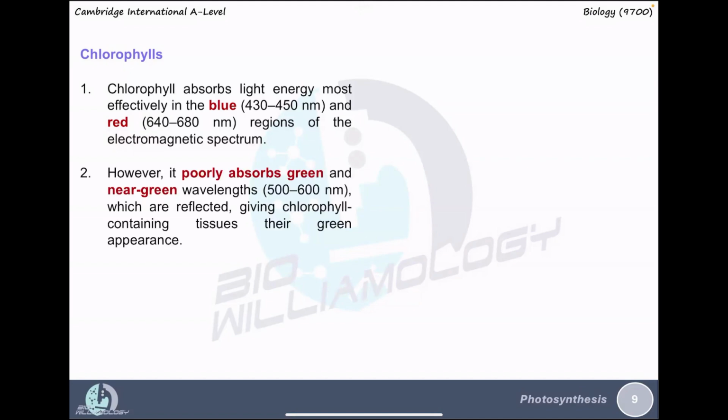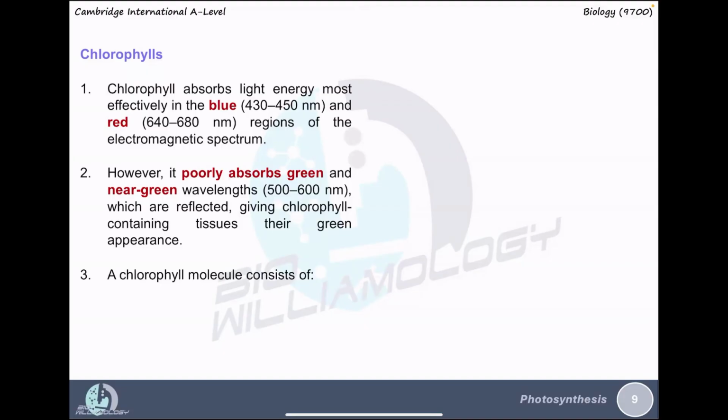However, chlorophyll A and B molecules have very poor absorption at the green and near green wavelength, about 500 to 600 nanometer, where the green light is reflected, giving the chlorophyll molecules a green appearance.